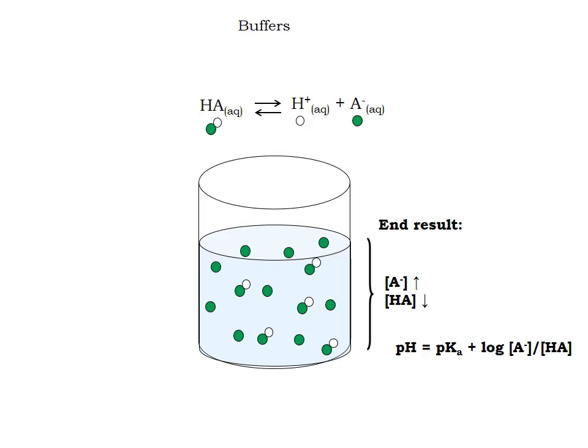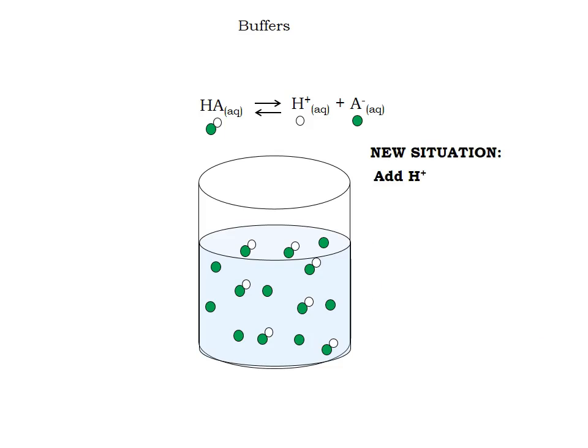If we had added that strong base to a beaker of just water, as you saw in lab, the pH would skyrocket because that hydroxide would not be neutralized by anything in the buffer. Now let's have a new situation.